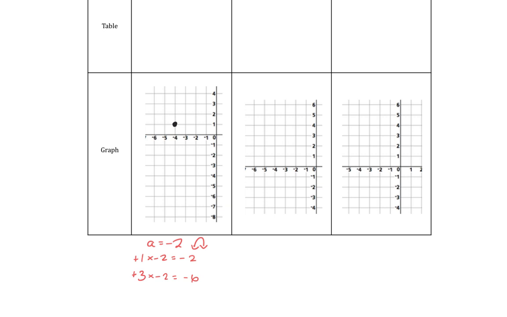So as I move over 1, I'm going to go down 2. Move over 1, down 2. Then as I move over 1 more, instead of going down 3, I'm going to go down 6. 1, 2, 3, 4, 5, 6. Okay, and then we go ahead and connect the dots. So that blue line is my graph.